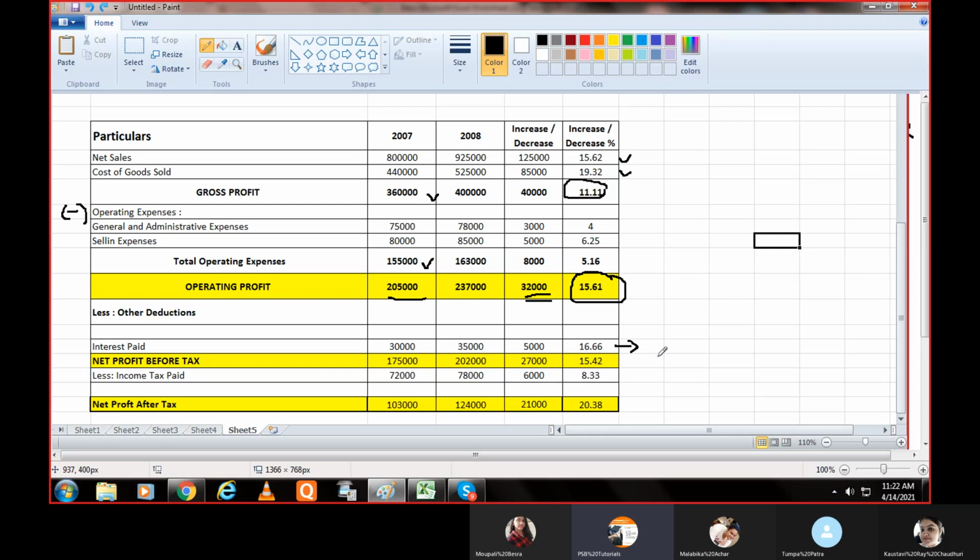This is also good. So overall you observe after net profit before tax we will deduct the income tax paid. We get net profit after tax, where there's a rise in the overall net profit after tax. There's an increase in the net profit after tax amounting to 21,000 and therefore it is a 20.38% overall rise in the net profit after tax. So the company is growing well. So we can observe that the company's profitability is good enough. Fine. So we can justify this company is fine.